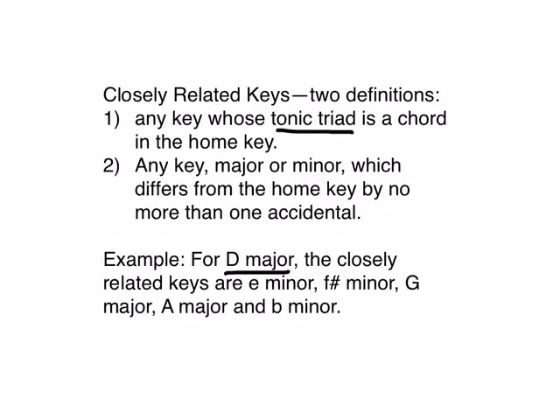Let's look at the second definition. Any key, major or minor, which differs from the home key by no more than one accidental. D major has 2 sharps, of course. E minor, 1 sharp. F sharp minor, 3 sharps. G major, 1 sharp. A major, 3 sharps. B minor, 2 sharps.